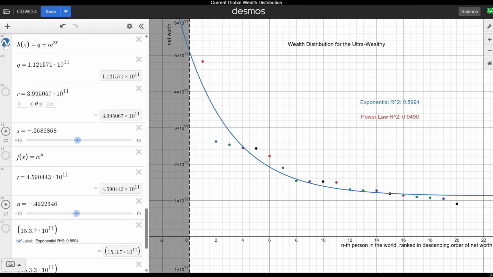So in blue, we have the exponential curve fit to the data, and in red, we have the power law curve fit to the data. Visually, the power law curve goes through the points much closer than the exponential curve. So, a power law distribution models wealth distribution for the ultra wealthy better than an exponential distribution.